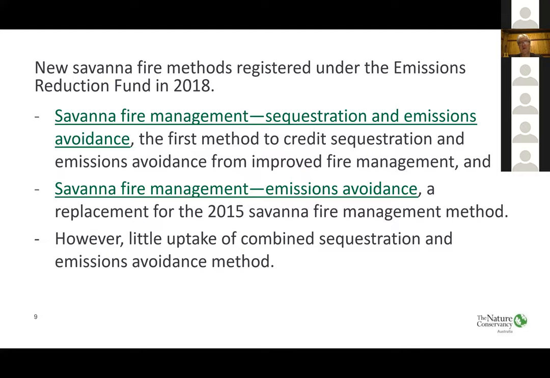But the fundamental benefit of the sequestration component is that, at the moment, we only have one method specifically for the dead woody component that accumulates, and that's about three times the emissions abatement for a particular area. The living biomass component can be 3 to 5 times the abatement.